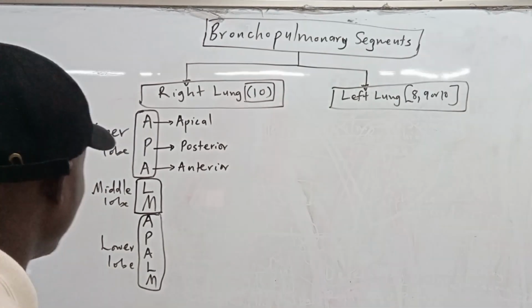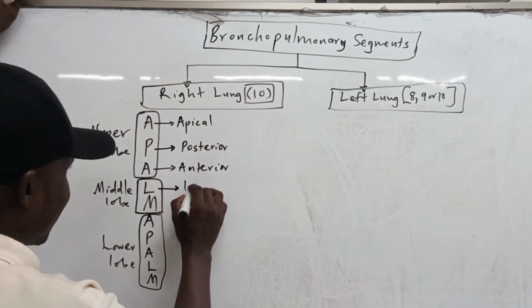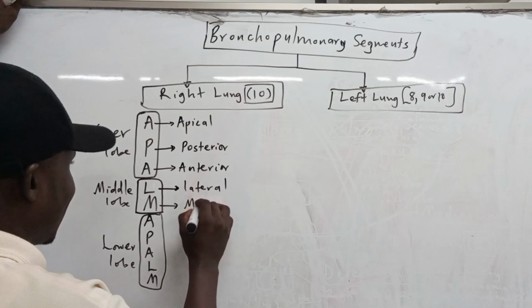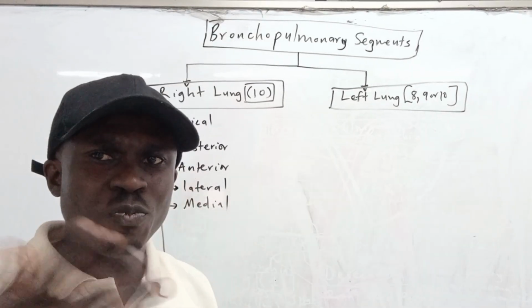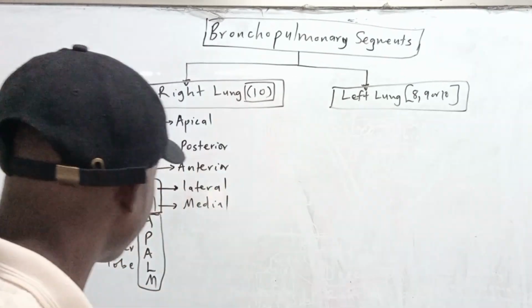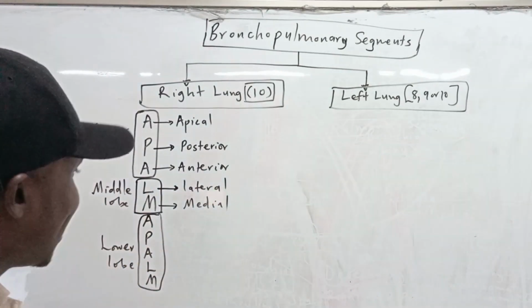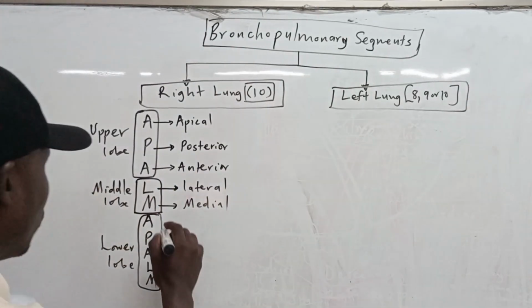Now how about the middle lobe? L for what? Lateral. M for medial. The opposite of lateral is medial. So the nomenclature is so simple. Once you give me 2 palms, you are through with this. Now, my friends, how about the lower lobe? Because we see the same nomenclature as what we have over here. And so the lower lobe, let's go through the same thing.